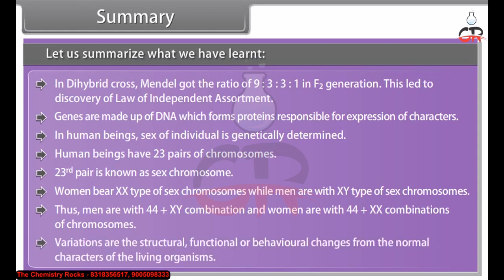Variations are the structural, functional, or behavioral changes from the normal characters of living organisms.